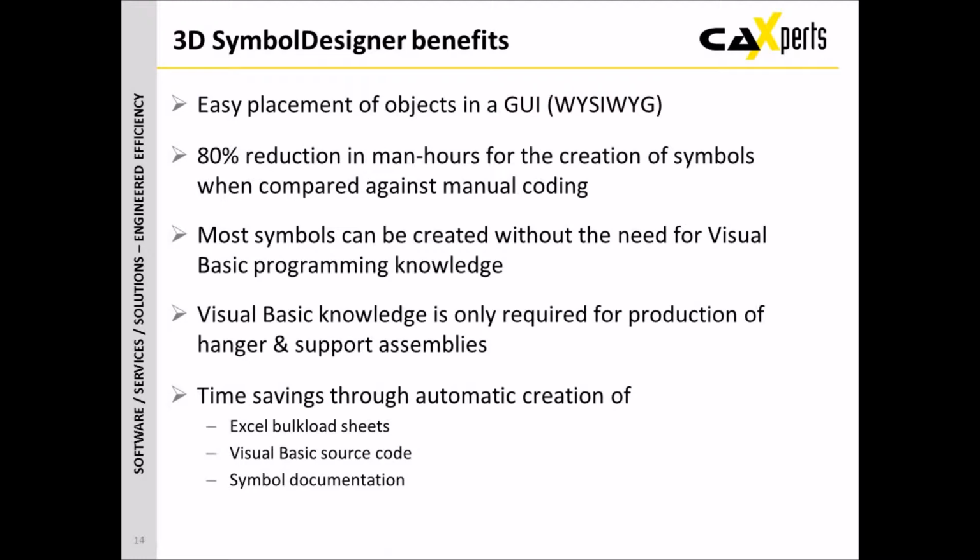So when we consider what this delivers, we're talking about easy placements of objects in this WYSIWYG graphic user interface. It delivers an 80% reduction in man hours for the creation of symbols if you compare that against the manual coding effort that would be required. In most cases, the symbols can be created without the need for any Visual Basic programming knowledge. However, when you do require multi-part assemblies, typically you will use the 3D Symbol Designer for the creation of the parts, but you would then need some Visual Basic programming to write the assembly joining code. So what you're getting out of this are time savings through automatic creation of the Excel bulk load sheets, the Visual Basic source code, and the symbol documentation.